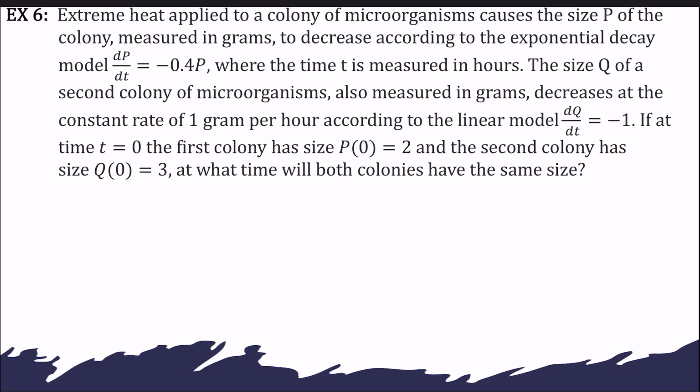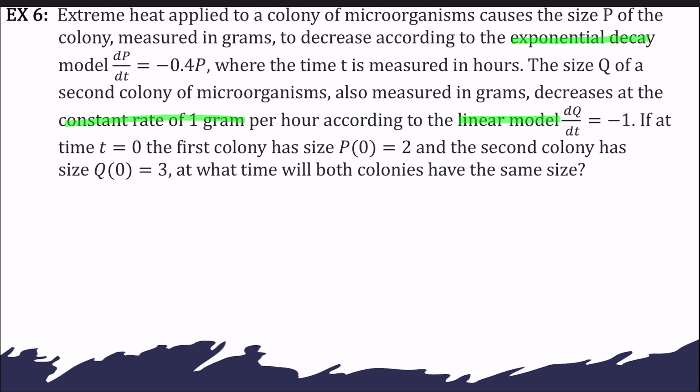Okay, extreme heat applied to a colony of microorganisms causes the size P, so I think that's population, the size P of the colony, measured in grams, to decrease according to exponential decay, and it's decreasing at -0.4P, where t is measured in hours. The size Q of a second colony of microorganisms, also measured in grams, decreases at a constant rate. Oh, that's different. A constant rate of 1 gram per hour, according to a linear model.